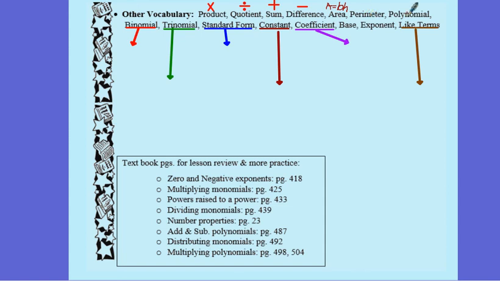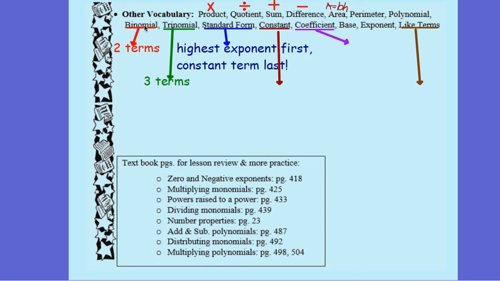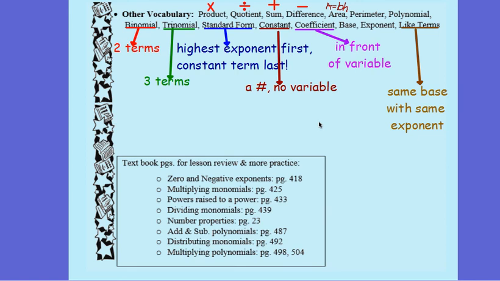A polynomial is anything made up of 2 or more terms. And then here I have some definitions and examples of the following. A binomial has 2 terms, trinomial has 3 terms. Standard form for all answers is when your highest exponent term goes first and your constant term is last. They go in decreasing order. A constant, the term that goes last, is a number without any variables attached. A coefficient is in front of a variable. And like terms are the same base with the same exponent. This is a little repetitive to the previous page, but now you have all of your terms here.